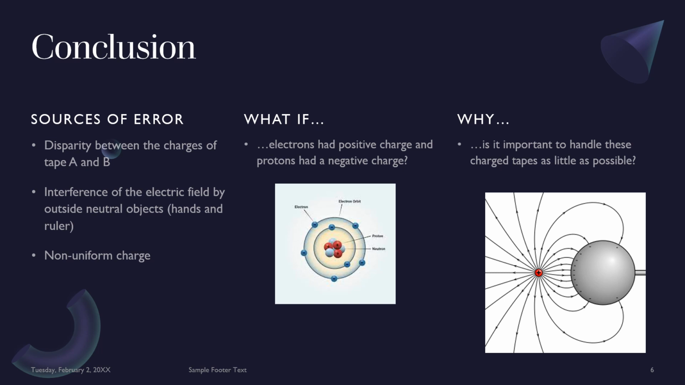Now, if electrons had positive charge and protons had negative charge, literally nothing would change. Everything would be the exact same. Which particles are positive and negative is completely arbitrary.